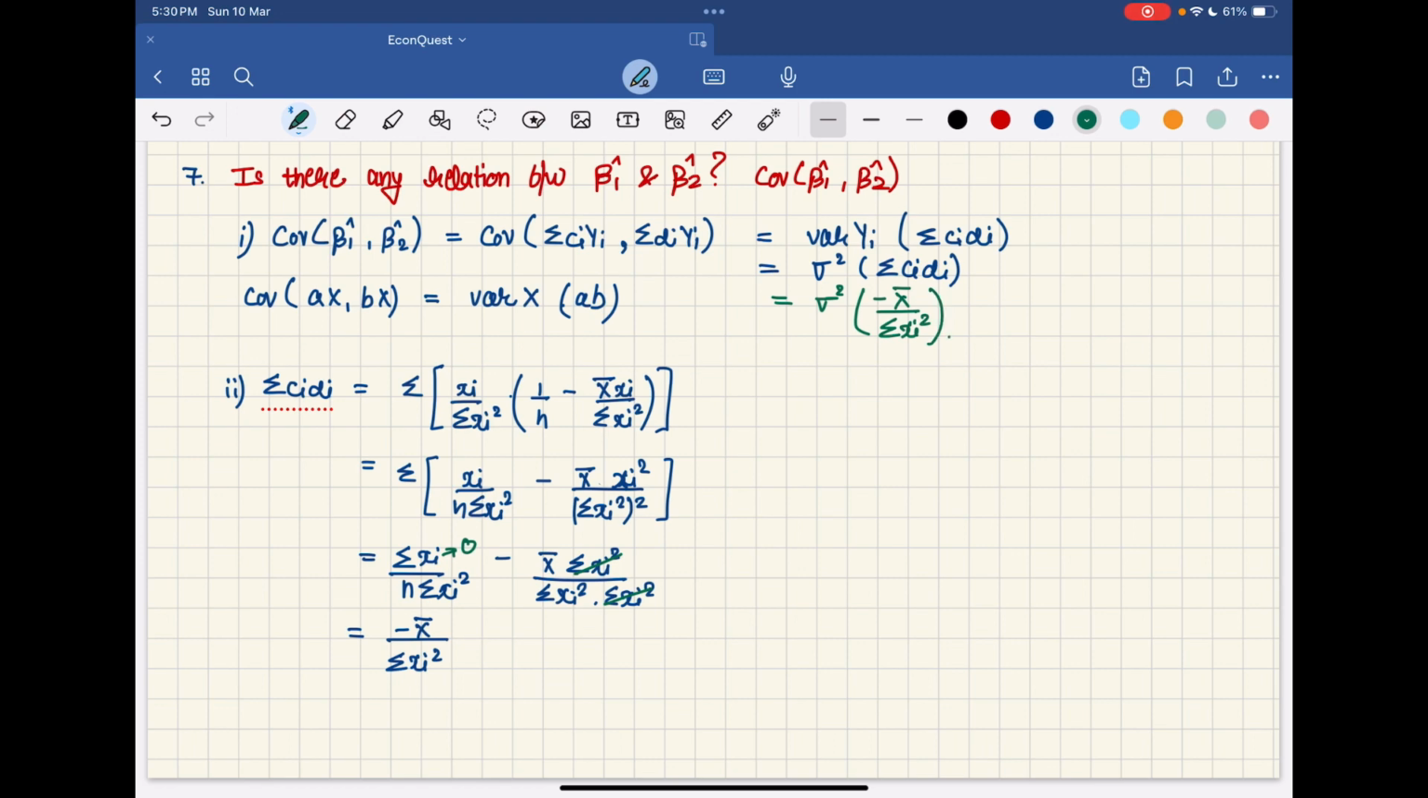Okay, so these are the values of your covariance of beta 1 hat and beta 2 hat, right? Please note the negative sign here. It means they have a negative correlation. Negatively correlated, right? Your beta 1 hat and your beta 2 hat, these two terms are negatively correlated.